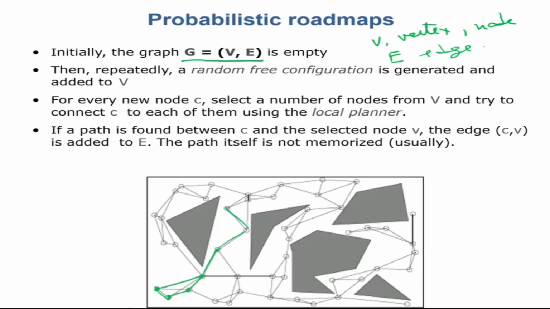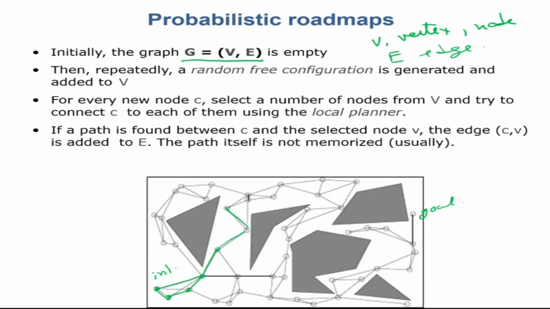After we have made this connected graph, we try to find whether there is a path between the initial point and the goal point. Suppose my goal point is here. This is basically the probabilistic roadmap method, a sampling based method in which we make a connected graph.